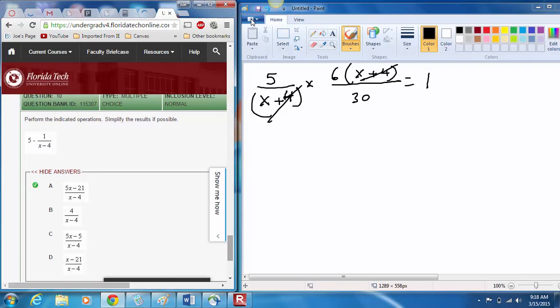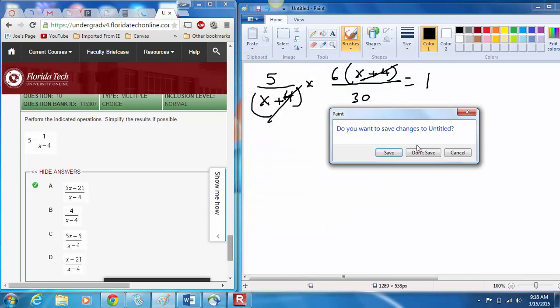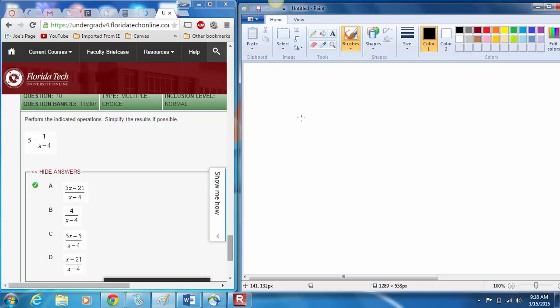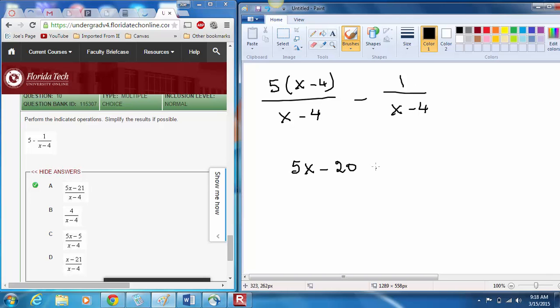Number 10. Perform the indicated operation, simplify the results if possible. So we have a 5. Now since we have a denominator of x minus 4, let's multiply up and down by x minus 4. This way we will have the same denominator. Every time you want to subtract or add, you need to have the same denominator. So now let's subtract the numerators. So this would be 5x minus 20 minus 1 over x minus 4. Negative 20, negative 1 is negative 21. So the final answer is 5x minus 21 over x minus 4.